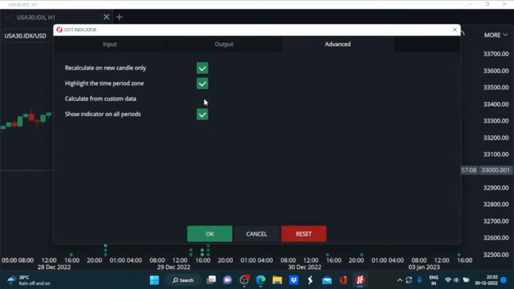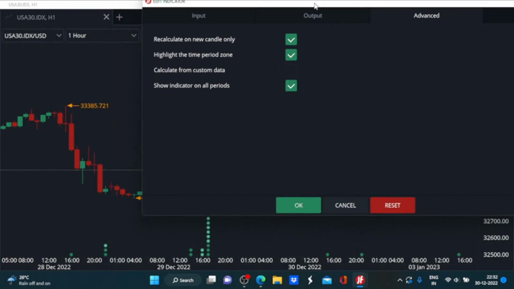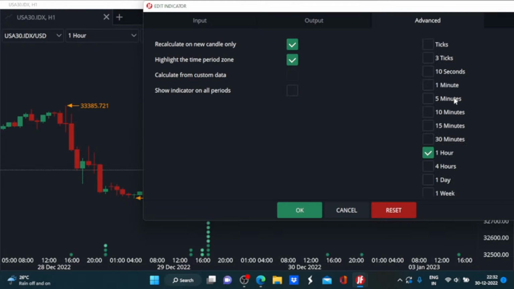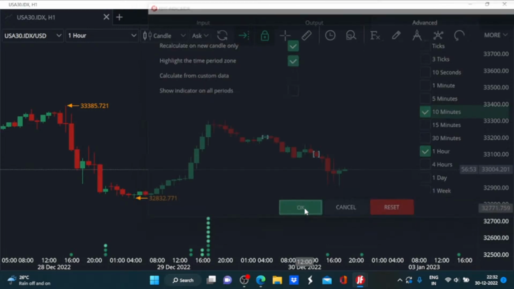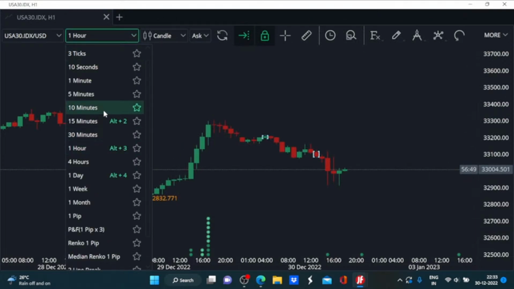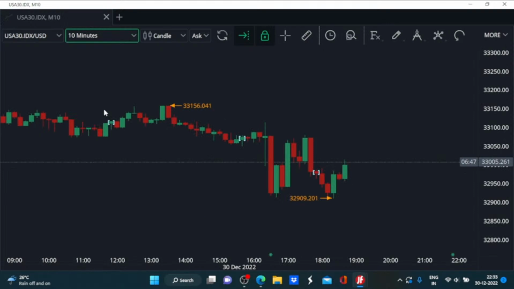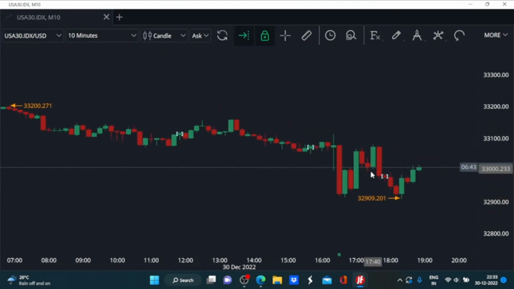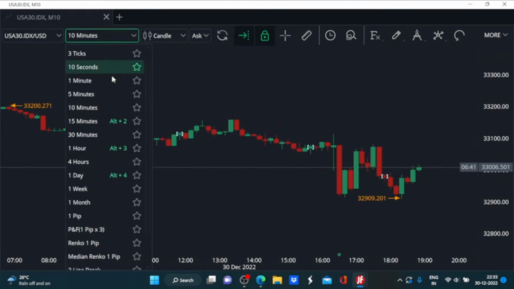Calculate from custom data. This option is not really applicable. If you want the indicator to be available on all the candle periods whenever you change the time frame, you have to opt in for this, or else you can specify on which particular candle period you want this formation to be available. Now that we have opted for hourly and 10 minutes, we will see this formation, the three outside up and down, appearing only on these two time frames.